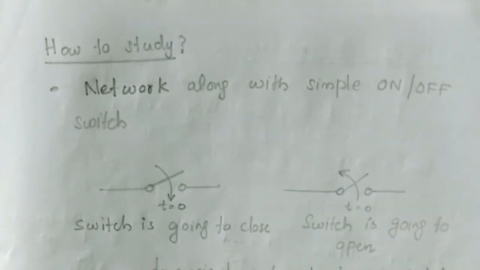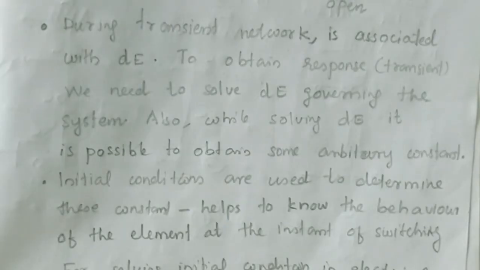Basically, network analysis can be classified into two: one is steady state analysis and another one is transient analysis. In steady state analysis, normal voltage equations come into picture. When we are dealing with transient analysis, in order to solve the network, we need to write the differential equation governing the system. So during transient, the network is associated with a differential equation. In order to obtain the transient response, we need to solve this differential equation governing the system.